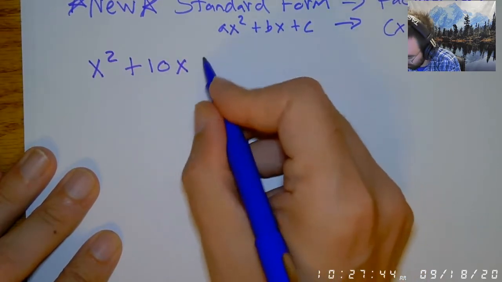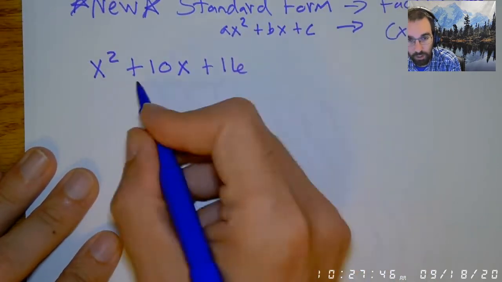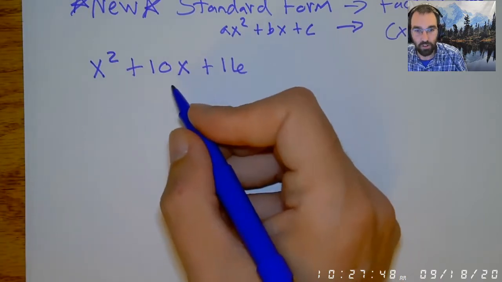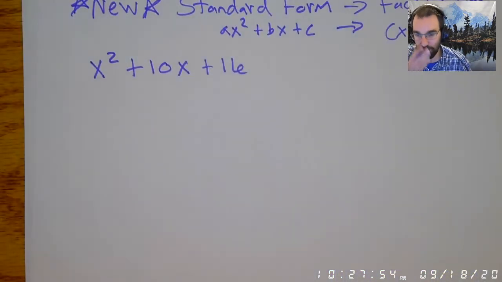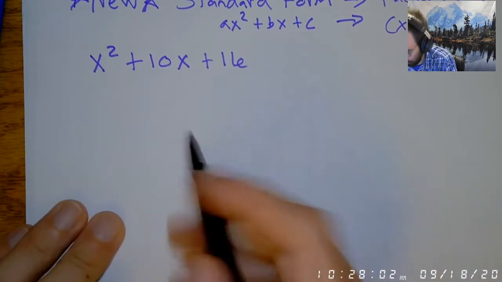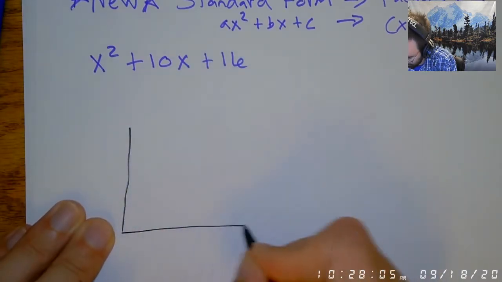Now, we're doing this because we already know the answer for this, right? So this is in standard form. Factored form, we already know the answer, but I'm going to show you how to get there, okay? So we're going to do all our steps, but we're going to do them backwards. And we're going to add one new thing, okay? So the first thing we're going to do is we're going to add a box.